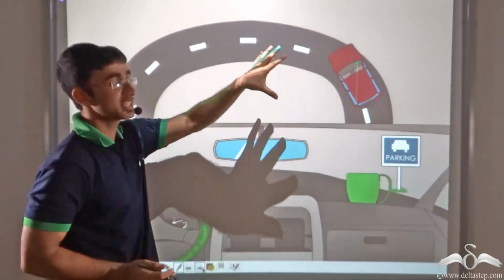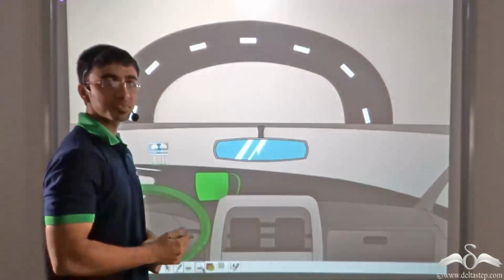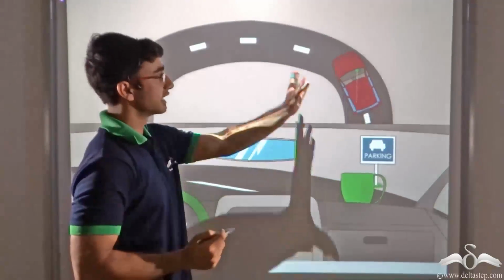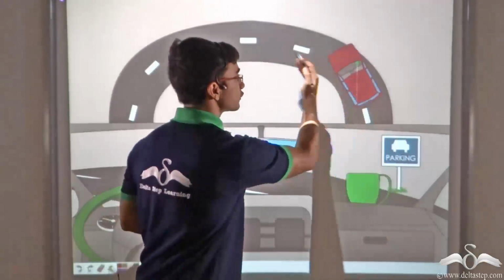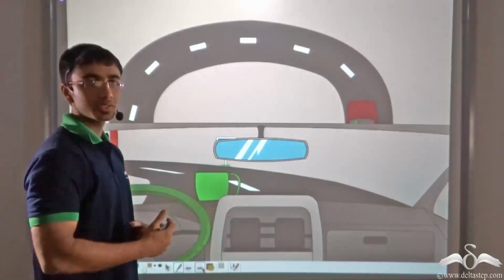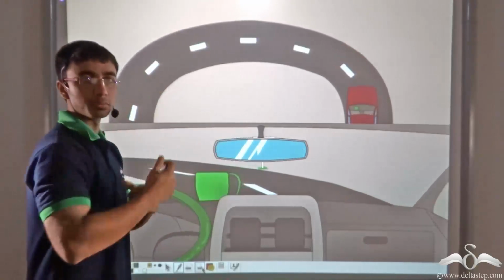So what happens, as you can clearly see, is the mug continues to move in a straight line, unlike the car, which has veered left. So it seems as if the car is sliding out from under the mug, or in other words, it seems as if the car is moving out from under the mug.